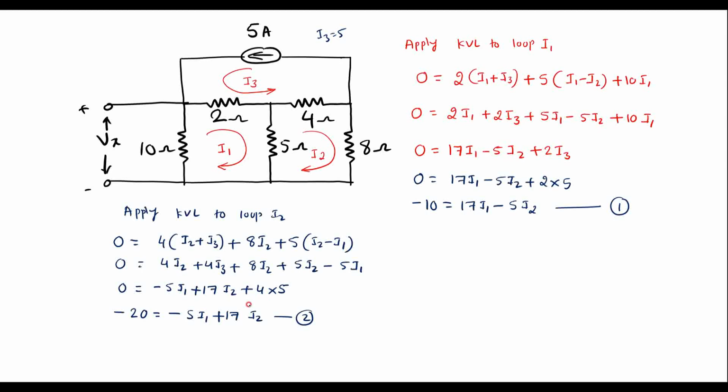Now we should solve equations 1 and 2, and we have to find the values of I1 and I2. That is, solving equations 1 and 2, we get, so here these two equations are solved directly using a calculator. Keep the calculator in equation mode and choose the number of unknown values as 2.